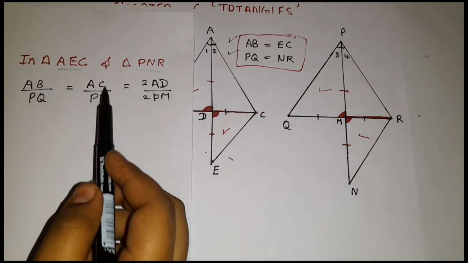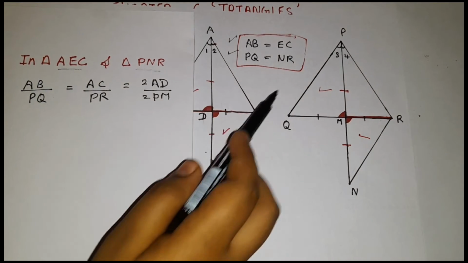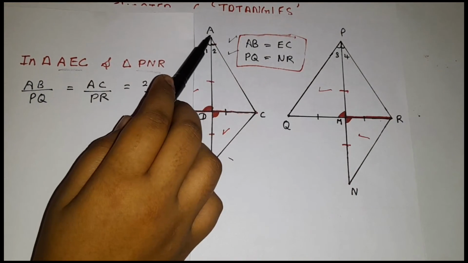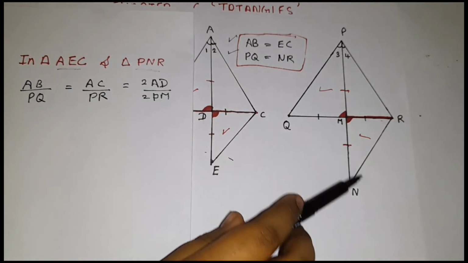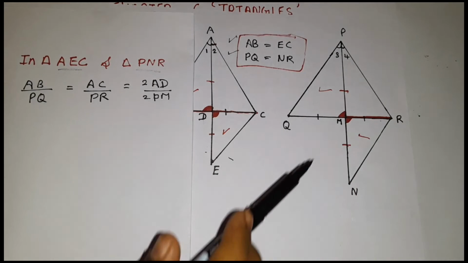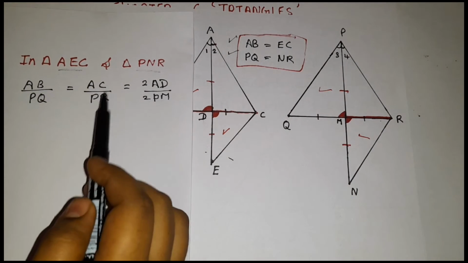Now here AC by PR. So AC is here and PR is here. So it is lying on the triangle AEC. So here also on the triangle PNR, PR is lying. So no worries at all. So this one is correct.